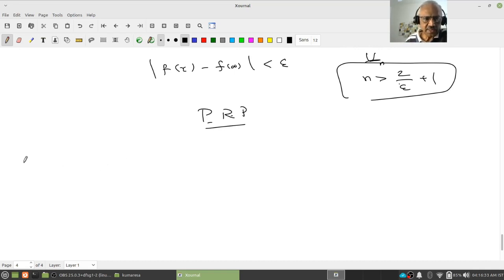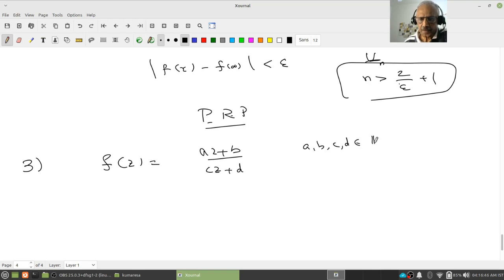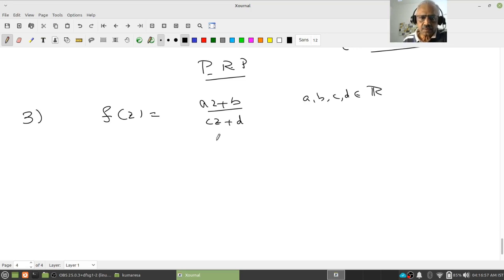Okay, now let's look at a third example. I want to define f of z equal to az plus b by cz plus d, where a, b, c, d are real numbers. Now notice that, right, I will assume c is not equal to 0 for the time being. Okay, we can explore a lot more, but I don't want to waste my time, because then I will not get to what I want. That is not equal to 0, right?